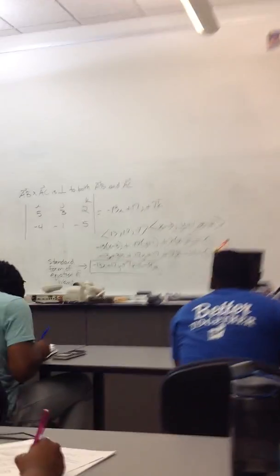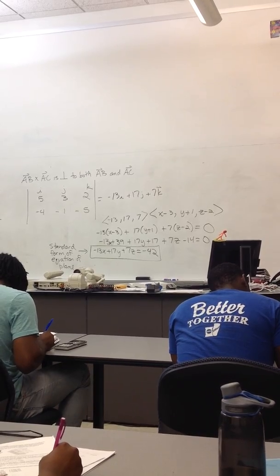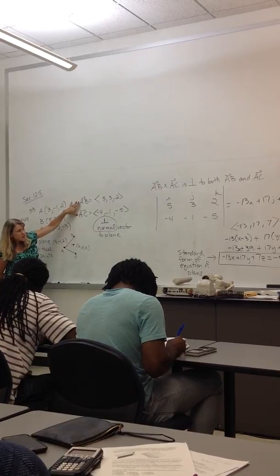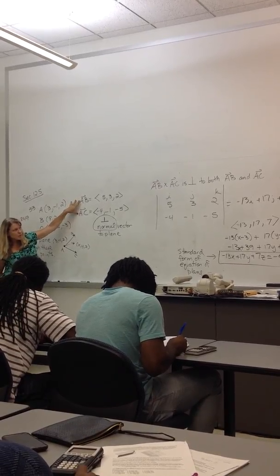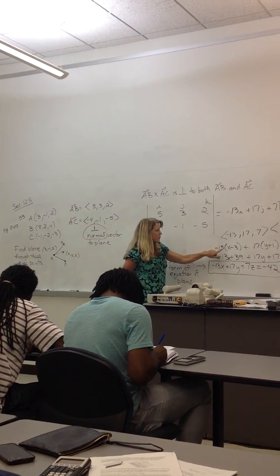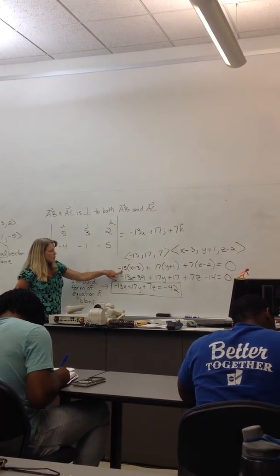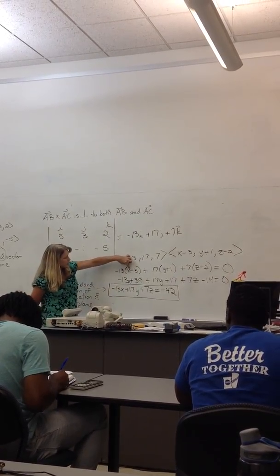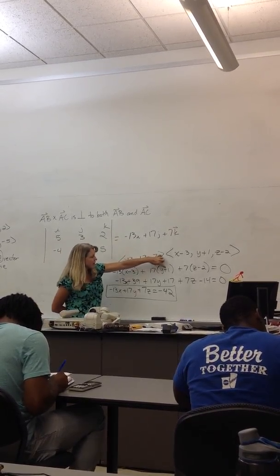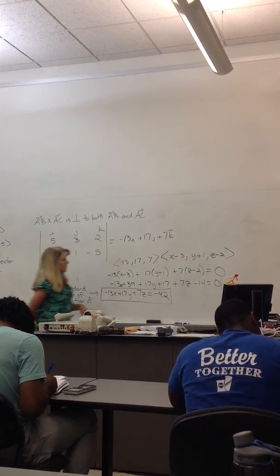So what did we basically do? We found a normal vector. How did we find a normal vector? In this case, we took 2 vectors we knew were in our plane. We crossed them because we know that's going to give us a vector perpendicular to them. And then we took the components of the normal vector and multiplied them by x minus the x coordinate of a point in the plane, y minus the y coordinate of a point in the plane, z minus the z coordinate of a point in the plane.